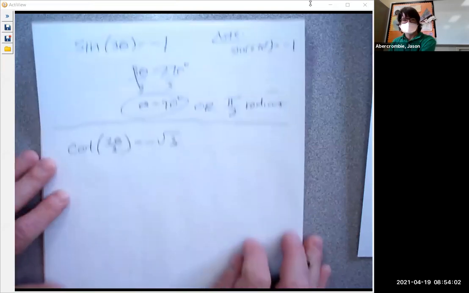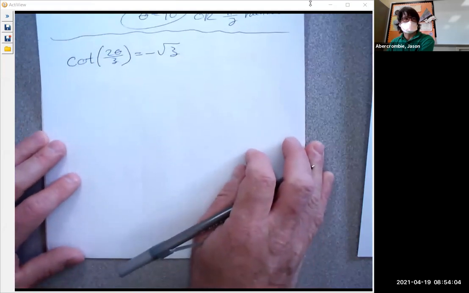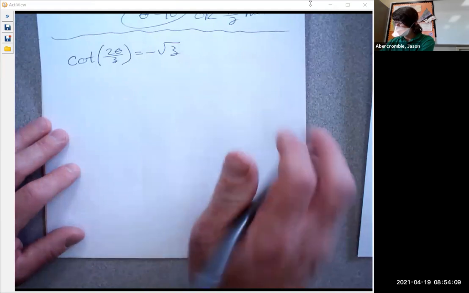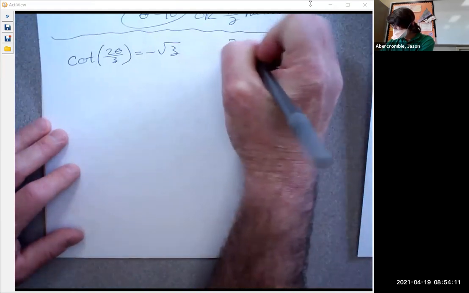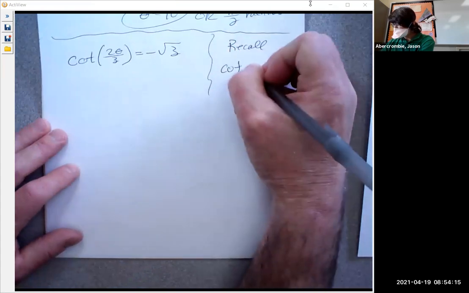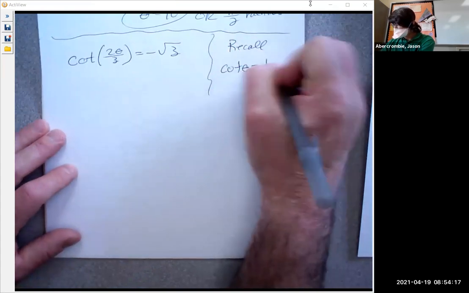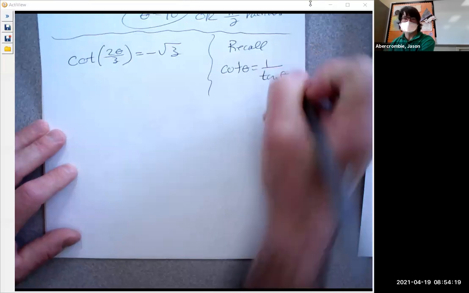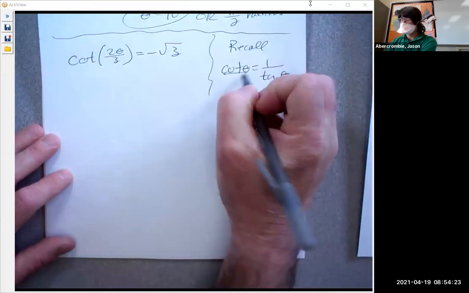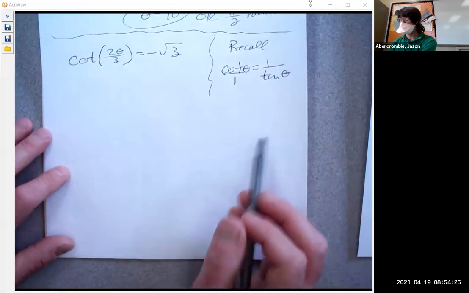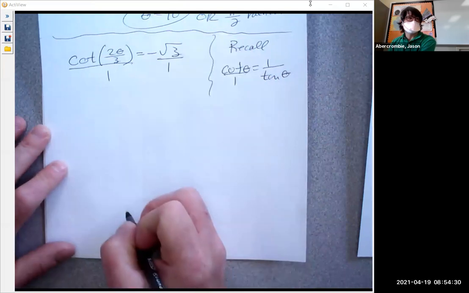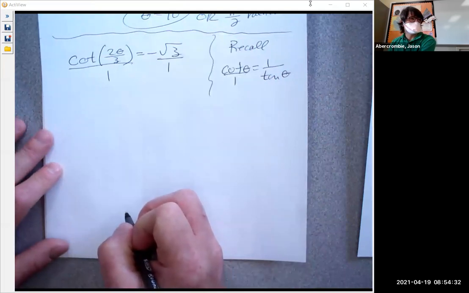Now this one's a little crazier because it's got cotangent. Okay. And I'm going to say recall cotangent of theta is equal to 1 over tangent. So what you can do here, that's cotangent over 1 equals 1 over tangent. You can write this over 1 and this over 1, and you can take the reciprocal of both sides.